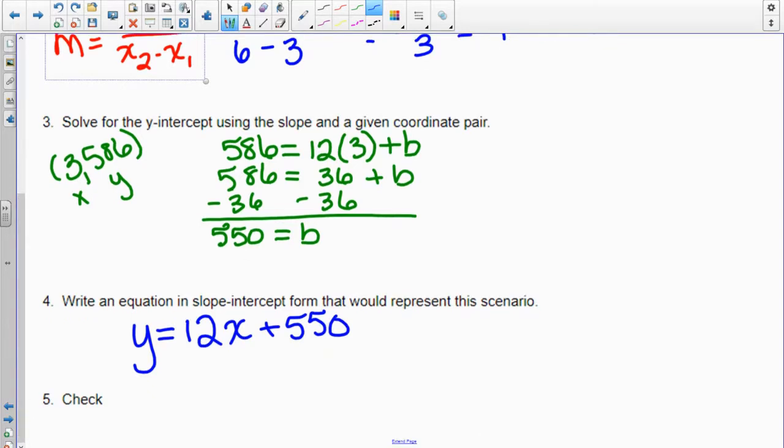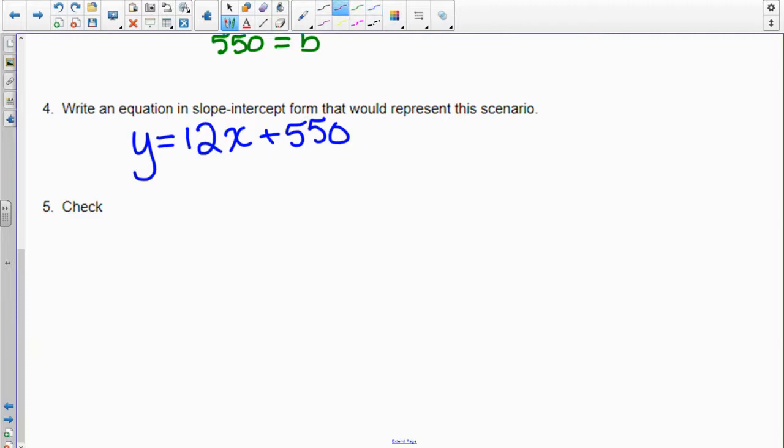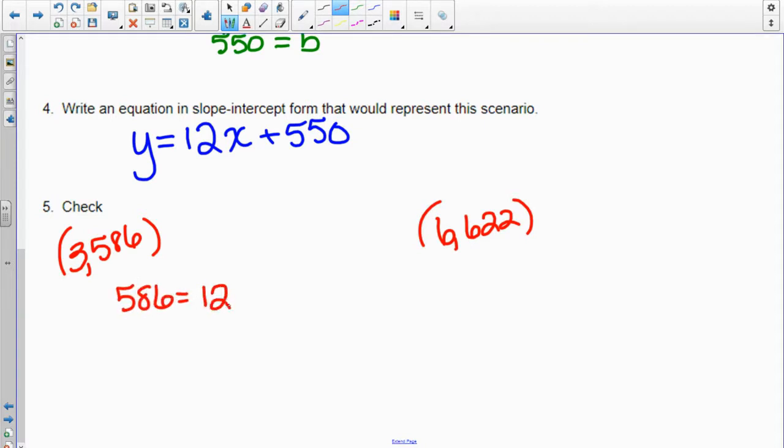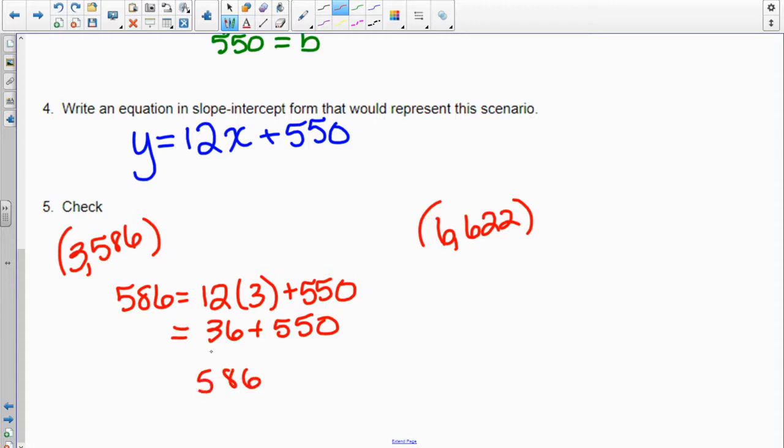We're going to check here by plugging in those 2 points. So that first point was 3 and 586, and the second point was in 6 weeks, he had $622. So y, which is 586, equals 12 times 3, and add the 550. 12 times 3 is 36. Add 550, which would be 6, 8, and 5. So notice both sides equal the same amount of 586. So I know that is correct for that point.